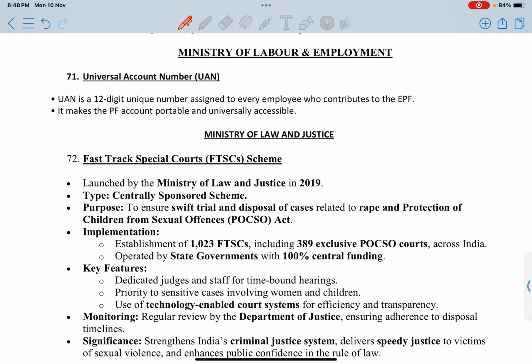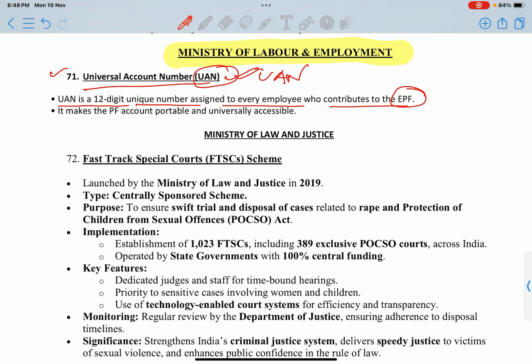Next, Ministry of Labor and Employment. Under this ministry, there is a scheme, Universal Account Number (UAN number). Very important. In the exam, they may directly ask what is UAN number. It is a 12-digit unique number assigned to every employee who contributes to the EPF, Employee Provident Fund. It makes the PF account portable and universally accessible.